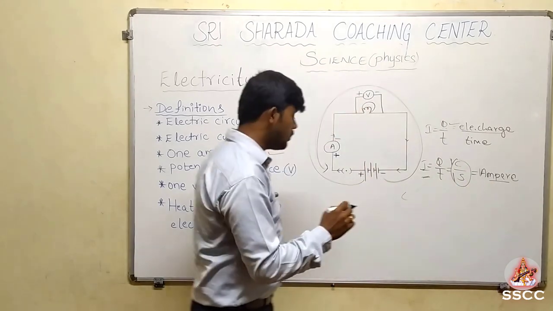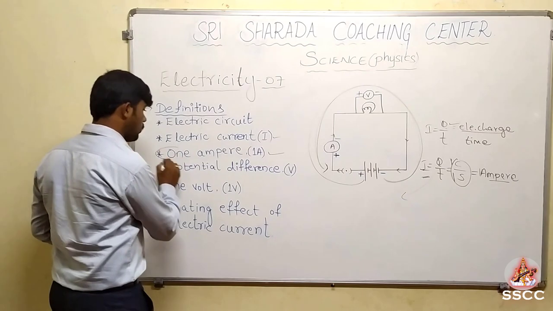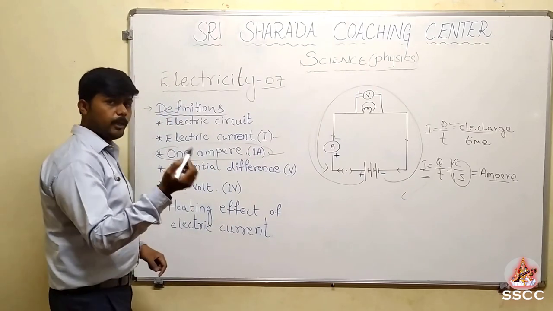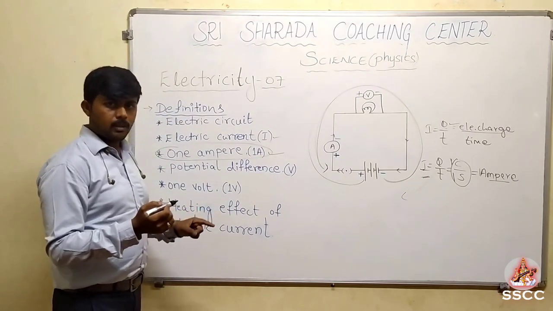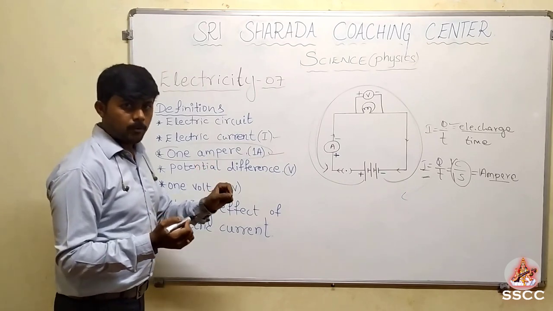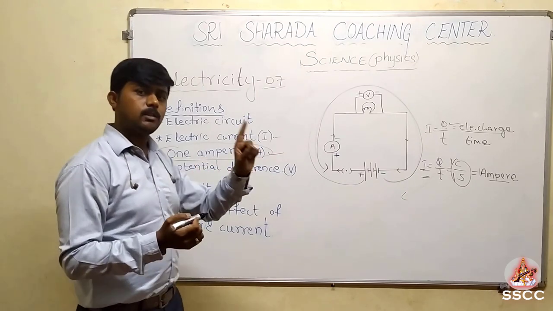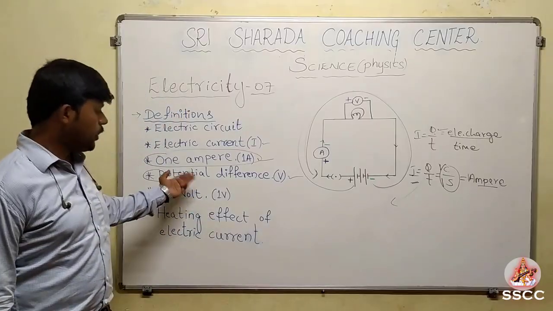That is 1 ampere. This is the most repeated question in your question paper. Define 1 ampere. 1 ampere is when 1 coulomb of charge flows through the conductor in 1 second. That's it. Here we have potential difference.